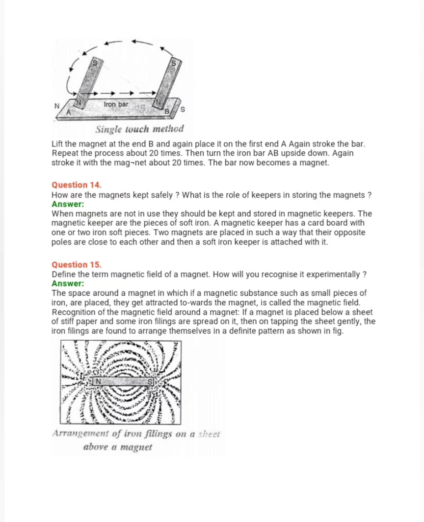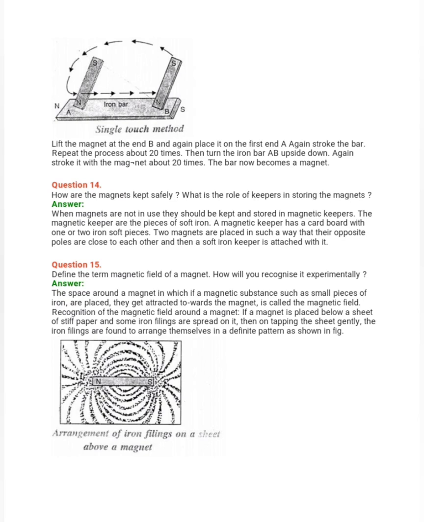Question 15. Define the term magnetic field of a magnet. How will you recognize it experimentally? Answer. The space around a magnet in which, if a magnetic substance such as small pieces of iron are placed, they get attracted towards the magnet, is called the magnetic field.